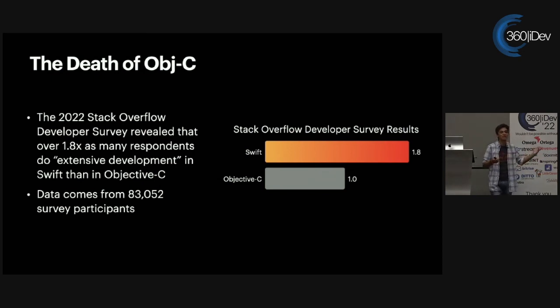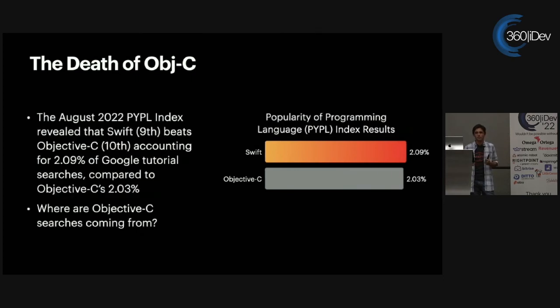In fact, 1.8 times more people are currently using Swift on a regular basis than they are Objective-C, and that is from the Stack Overflow yearly survey. On the other hand, the Popularity Programming Language Index has ranked Swift and Objective-C about evenly, and that is a somewhat new development that has happened in the past year to 2 years, where Swift is finally beating out Objective-C in terms of searches on Google for tutorials. Now, the PYPL kind of claims that they're using the best indicator there by saying more people are looking up Swift tutorials than Objective-C tutorials. That means Swift is more commonly used.